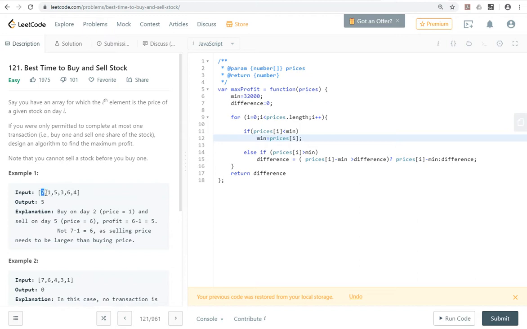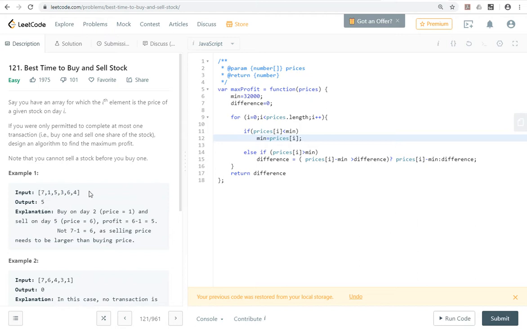So in this array 7, 1, 5, 3, 6, 4, the best time to buy is at the lowest, which is 1, and the best time to sell is when it's at its highest, 6. Well, they also put in a caveat that you can't sell something and then buy something afterwards.